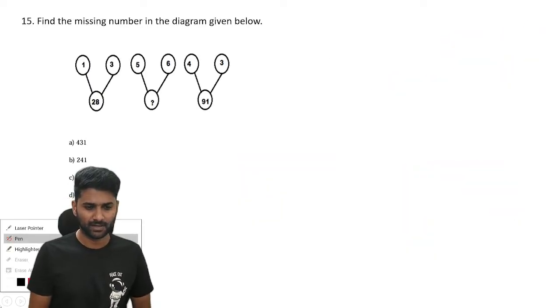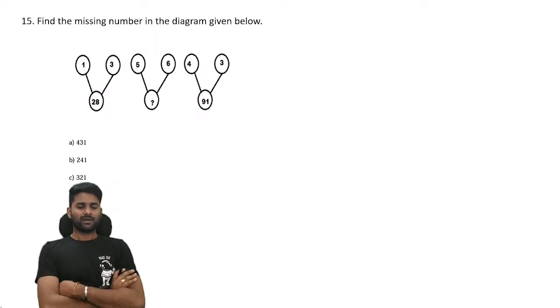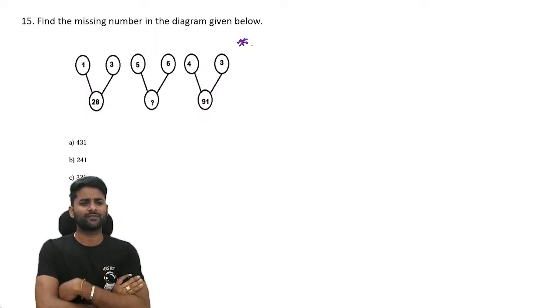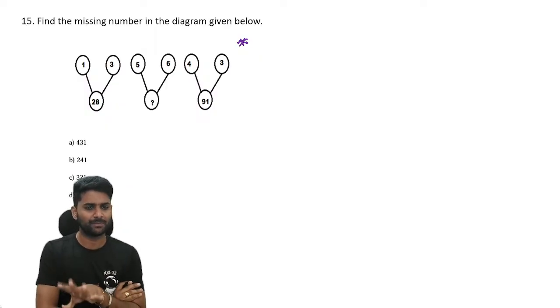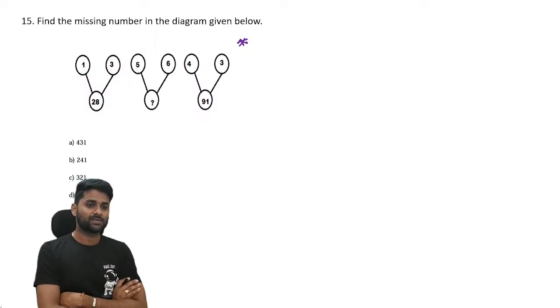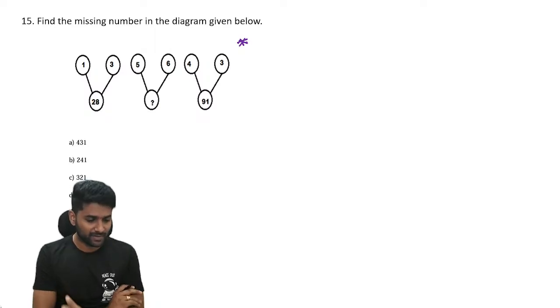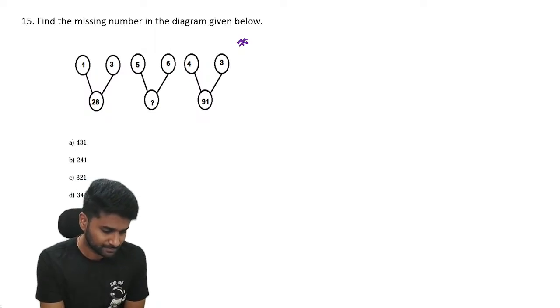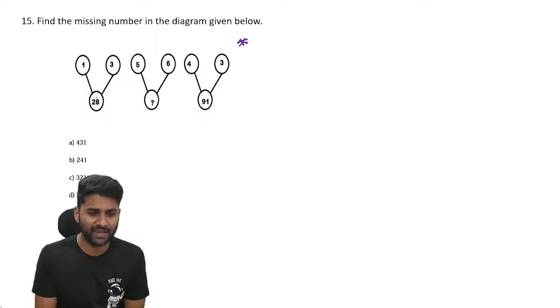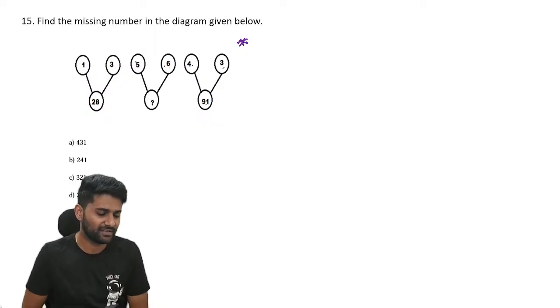Next, try to answer this question. Guys, it's an important model. You can expect 2 to 3 different questions from number puzzles. The number puzzle concept is most important. Find the missing number in the diagram given below. See, find the relation among 1, 3 and 28, same as 4, 3, 91, and apply the same relation for 5 and 6.